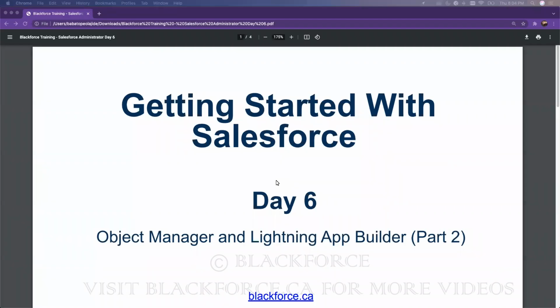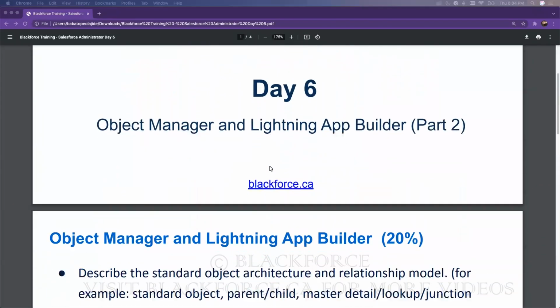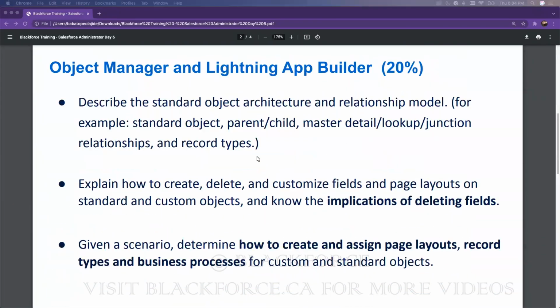Today, we're going to continue on part 2 of Object Manager and Lightning App Builder. Yesterday, we went through some of the key things in Object Manager and Lightning App Builder. We've covered standard objects, the relationship. We've covered the types of relationships such as master detail, lookup. And we've covered how to create fields and how to create custom objects.